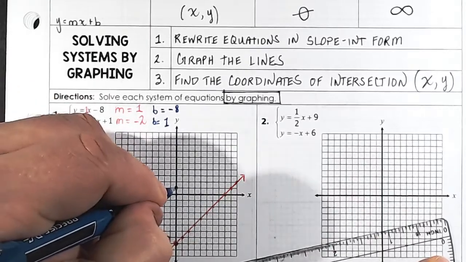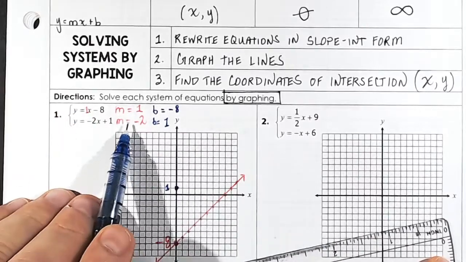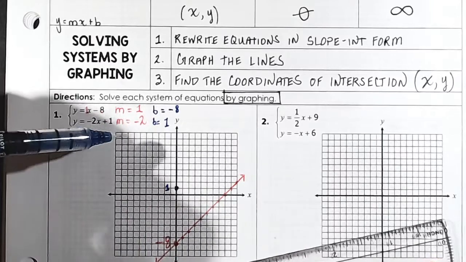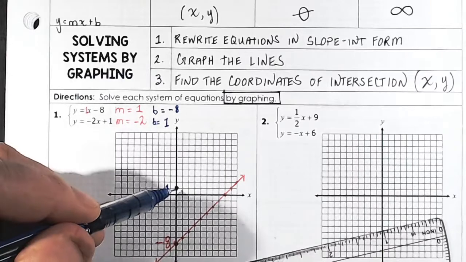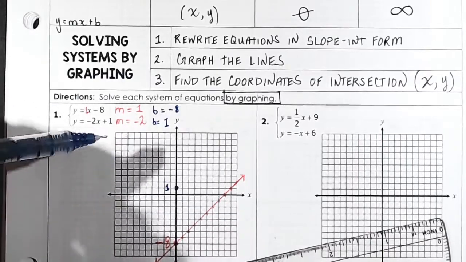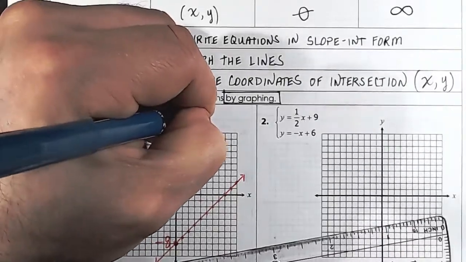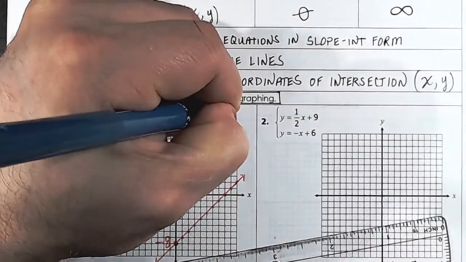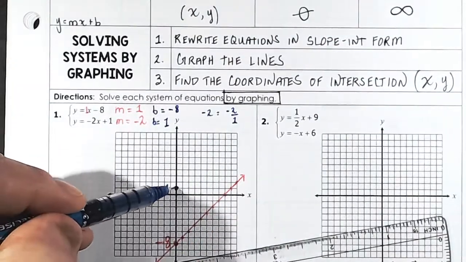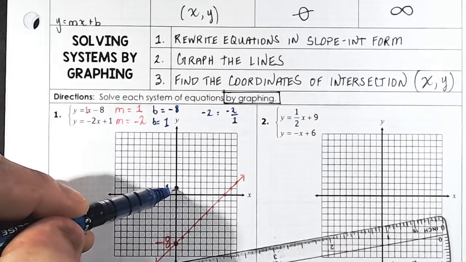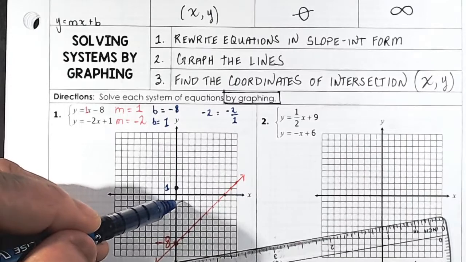And I'll call that 1. Now I have a slope of negative 2, which means my rise, or in this case my fall, is 2. So starting from the y-intercept, I'll go down 2, and then my run is 1. That's because negative 2 is equal to negative 2 over 1. So that gives me that fall of 2, run of 1. So I'll start at the y-intercept of 1, and I'll go down 2, over 1.